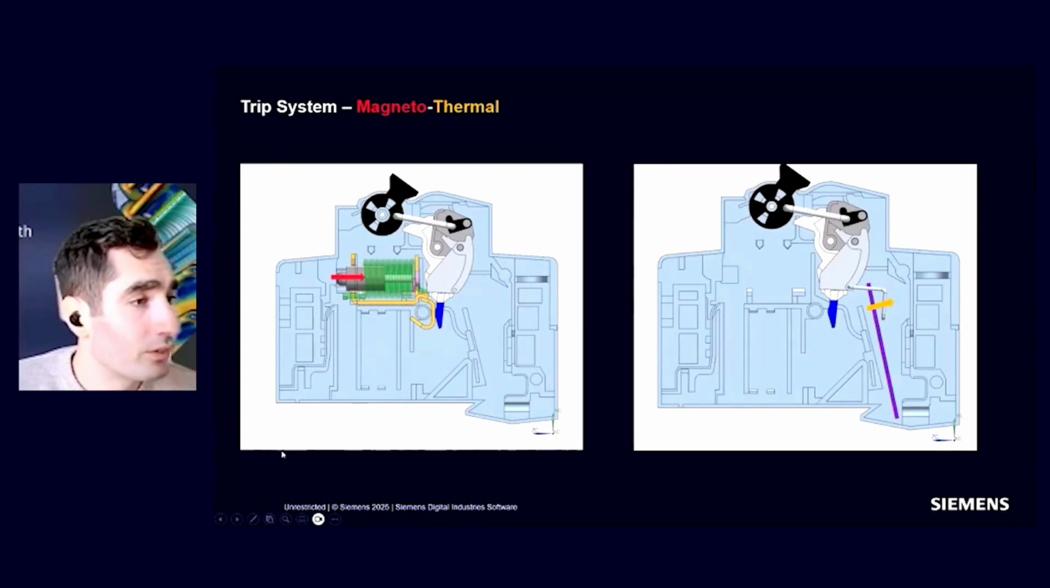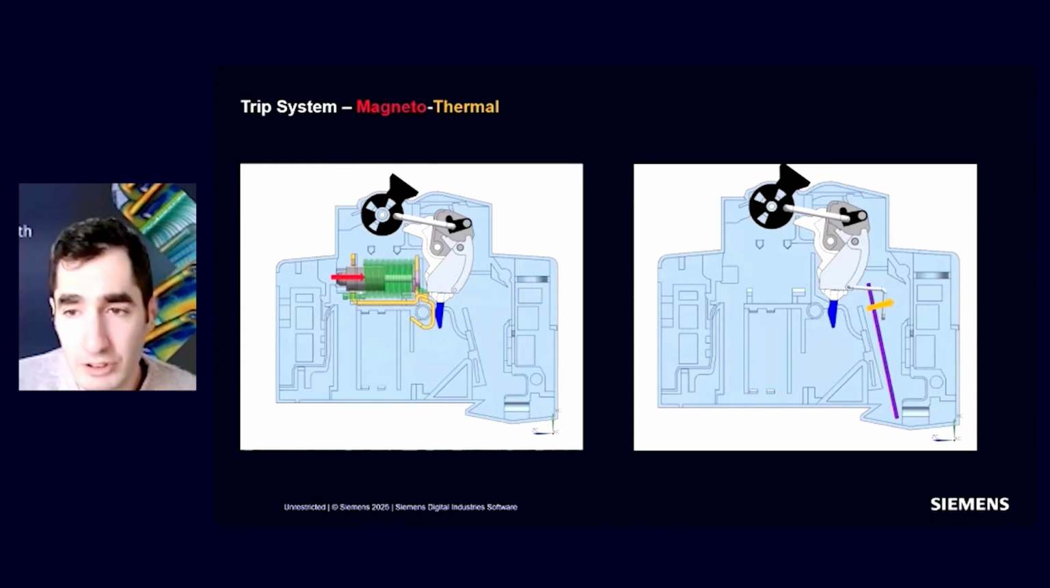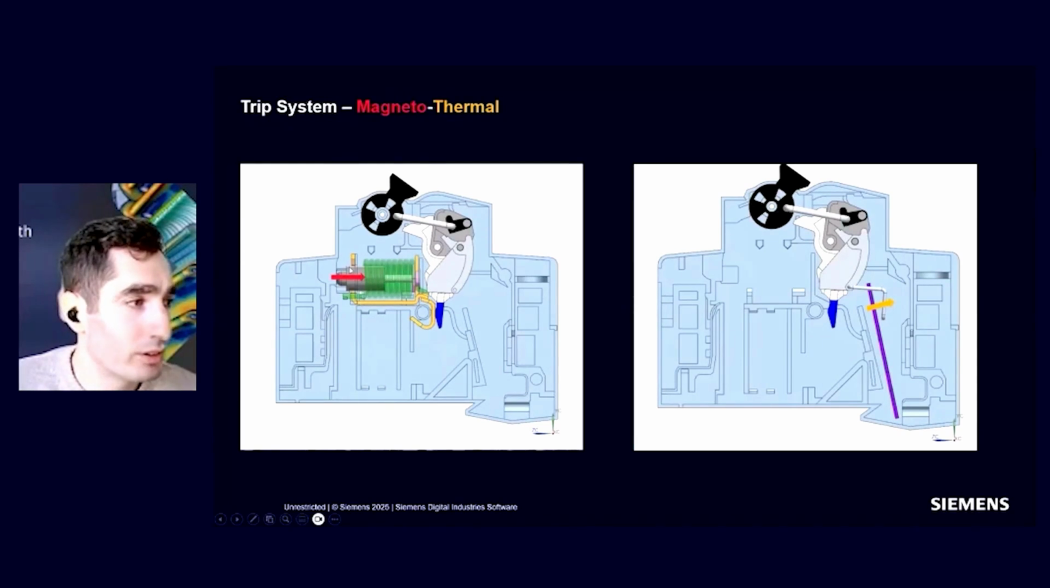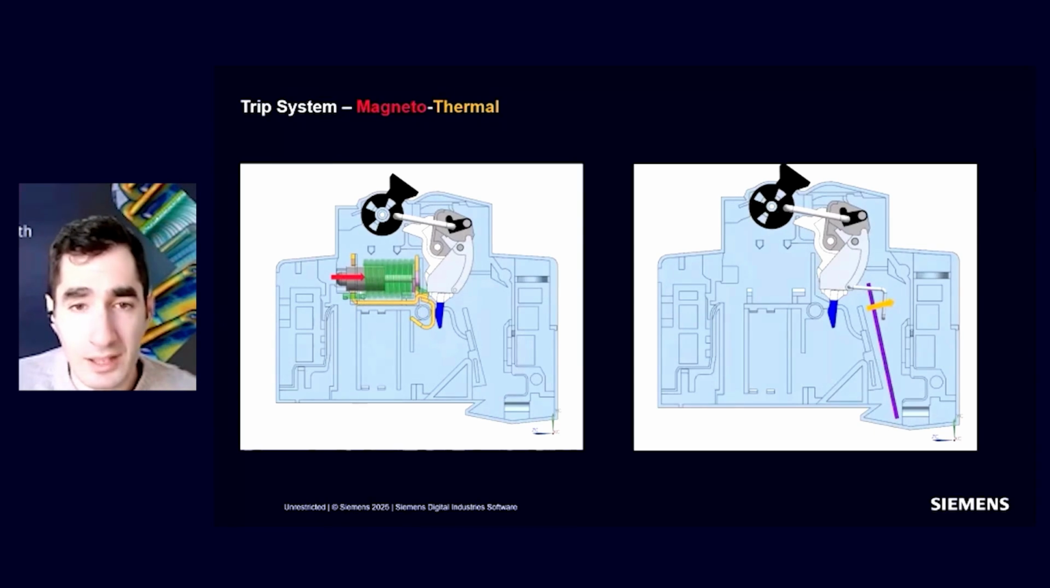On the left we have the magneto trip system, which basically involves an actuator. We have a solenoid that generates a strong magnetic force that pushes this plunger to trip the whole system. And this happens instantaneously. This trip system intervenes when we have a short circuit, so it's the most severe condition.